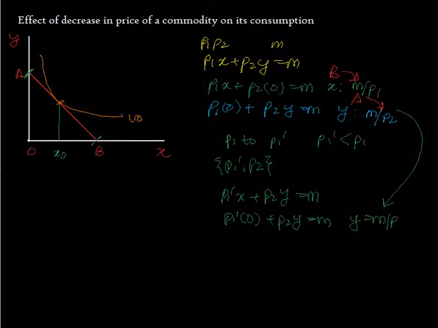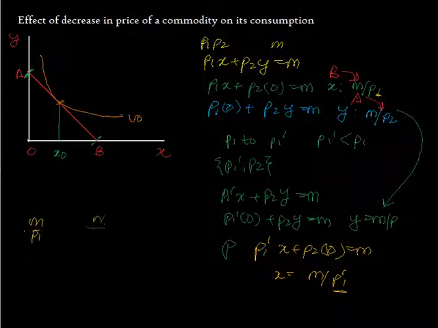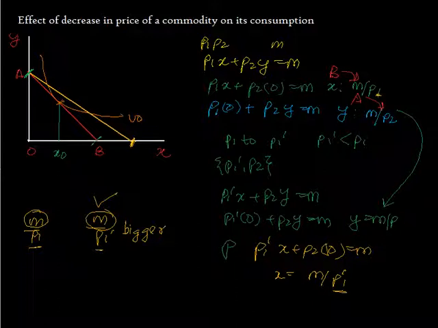So we know that A is one of the points on the new budget line. But in case I am consuming everything of X and nothing of Y, then P1 dash X plus P2 into 0 is equal to M. So X would be equal to M by P1 dash. Remember that the denominator is less now as compared to earlier, which was M by P1. There is no change in the numerator, but the denominator has fallen, so this is the bigger fraction. It will lie to the right of B. So the new budget line would be this.